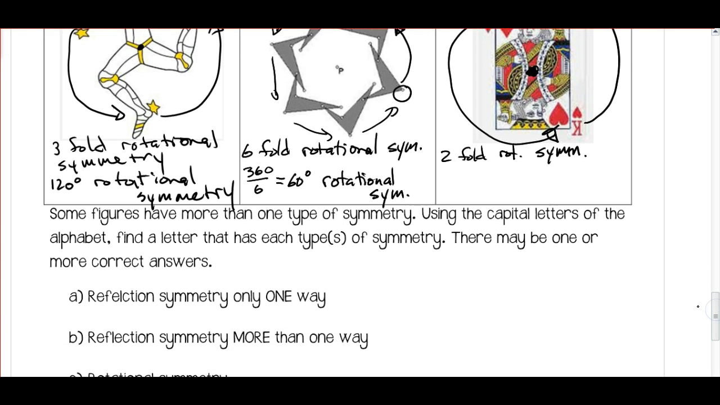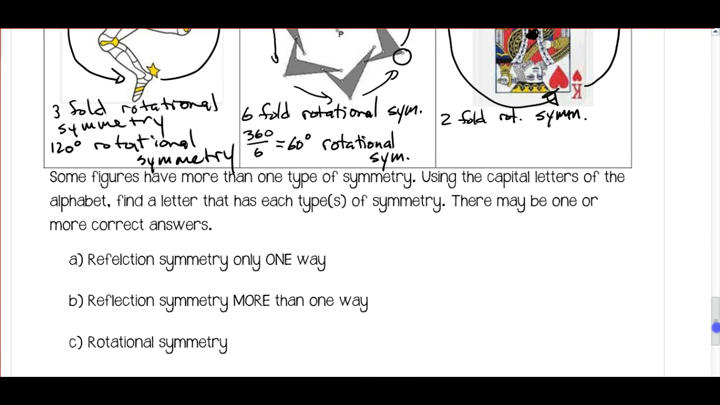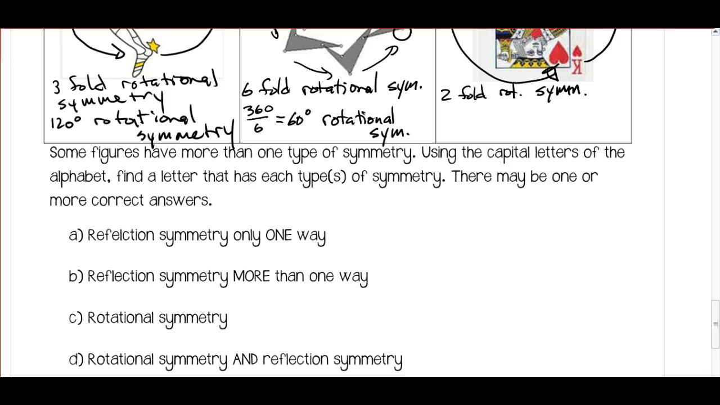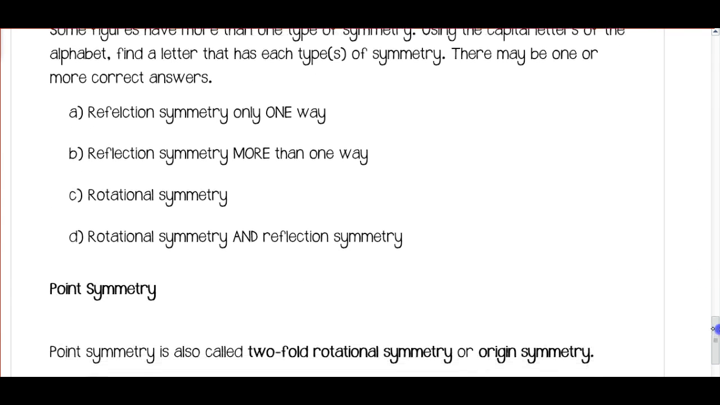So some figures are going to have more than one type of symmetry. So what I want you to do is go ahead and pause the video and using capital letters of the alphabet, find a letter that has each type or types of symmetry. And there may be more than one answer or more than one correct answer for each part. So go ahead and pause the video and complete parts A through D, and we'll talk about these in class.